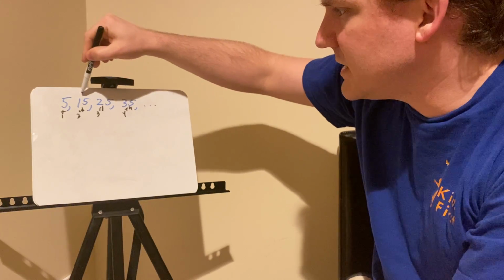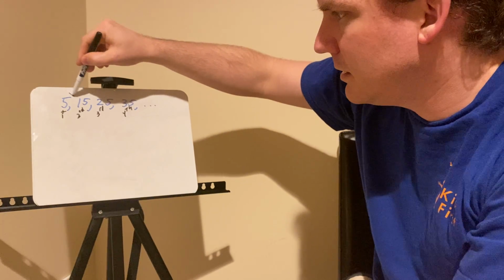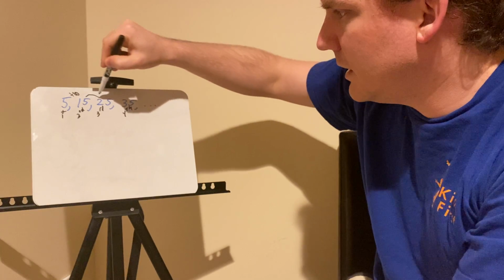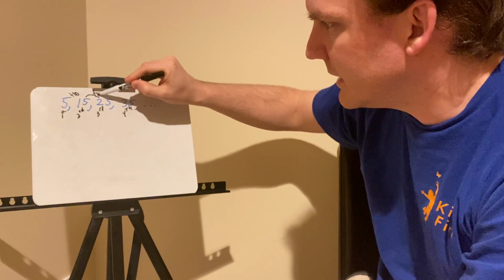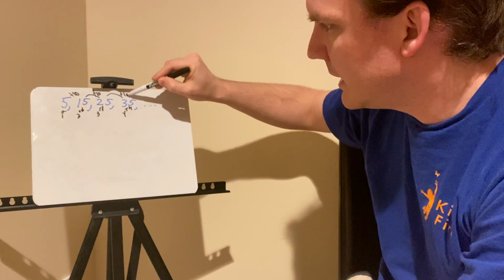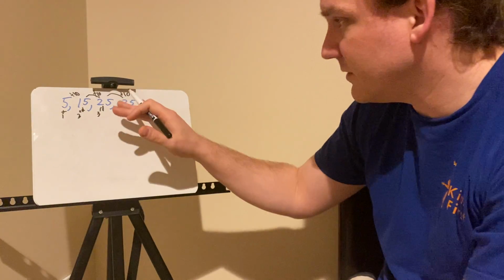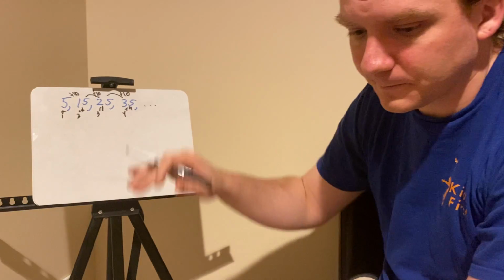So 5 to 15, okay, I see that's plus 10, right? And then 15 to 25 is plus 10. So, okay, it looks like it's plus 10 here. So that's an arithmetic sequence, where the difference between my terms is 10.